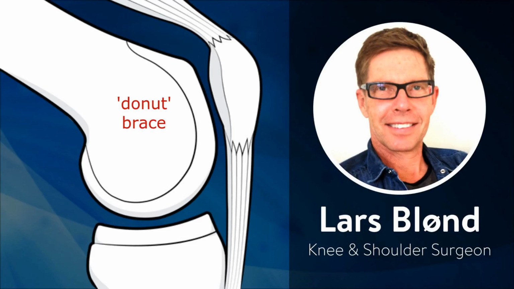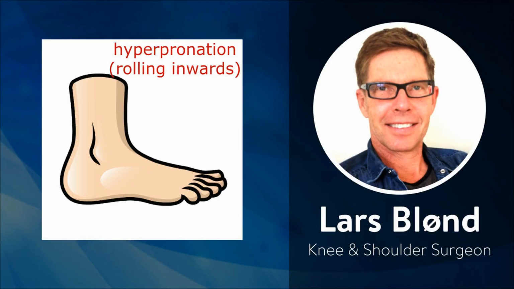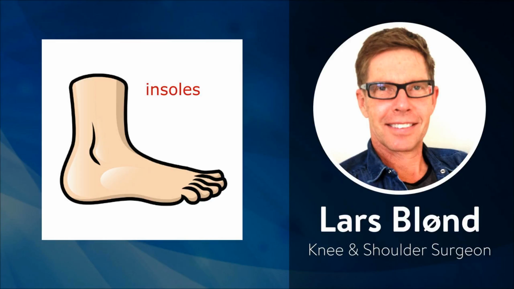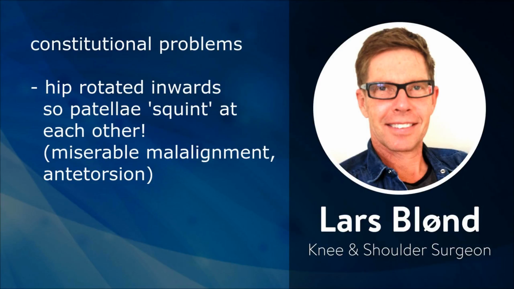Another common factor for maltracking of the patella is hyperpronation of the ankle, because this causes the kneecaps to go inwards, and then insoles can help out the problem, and normally the physiotherapist can help you get the right insoles. However, there may also be some more constitutional problems for maltracking, meaning that your limb is not built the right way. Sometimes the hip is rotated too much inwards, and this can make the kneecaps look at each other. This is also called miserable malalignment or too much antetorsion of the femur.